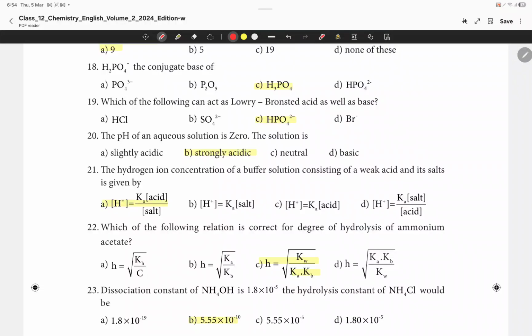H2PO4 minus is the conjugate base of H3PO4. Which of the following can act as Lowry-Bronsted acid as well as base? HPO4 2 minus. The pH of an aqueous solution is 0. The solution is strongly acidic.